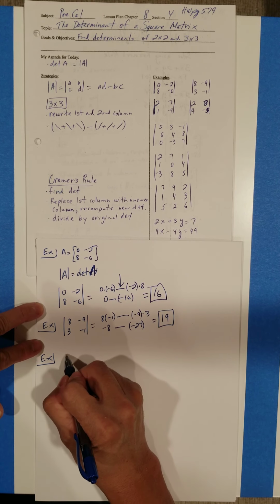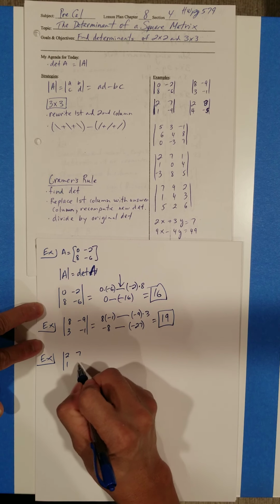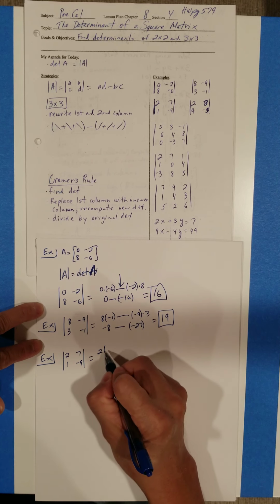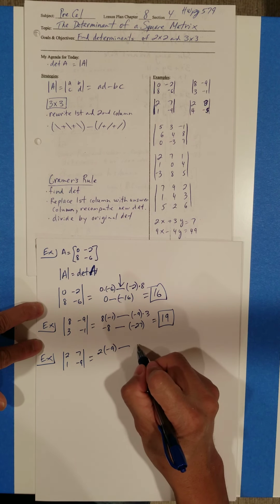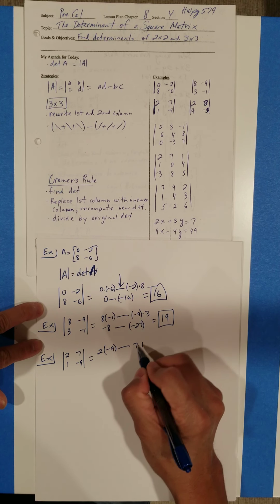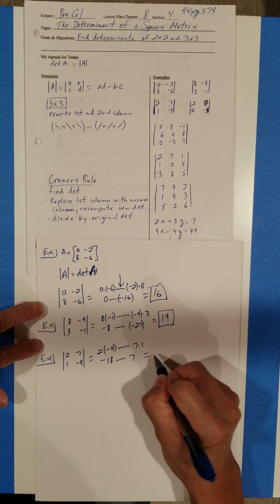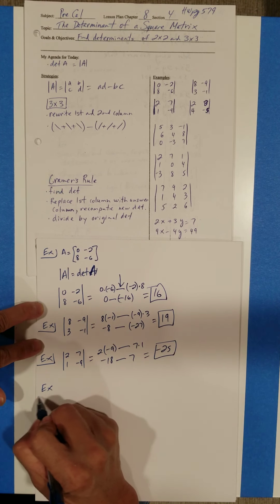Maybe you can do this on your own. Pause this and see if you can do this on your own. 2, 7, 1, negative 9. Okay, 2 times negative 9 minus 7 times 1. So negative 18 minus 7. Look at that, negative 25. Good job on that, if you're able to follow along.